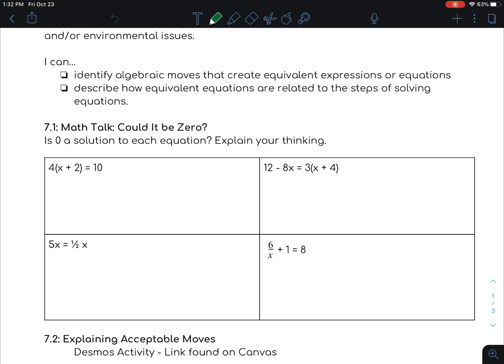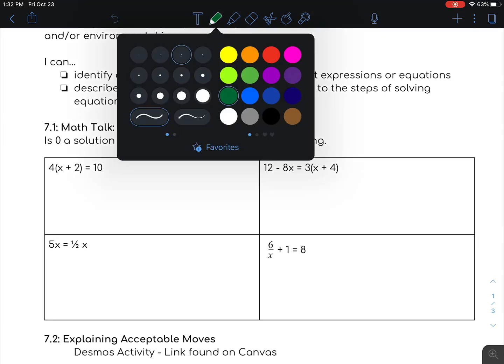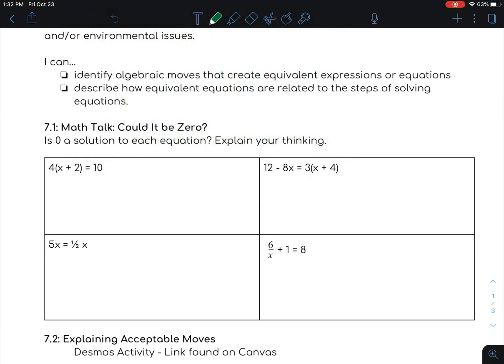So first off, let's take a look at solutions here. And 7.1 asks, is 0 a solution to each equation? Explain your thinking. All right, so if we're going to explain if 0 is a solution, then we're going to need to put it in for the value of x, and if it makes the statement true, then it is a solution. If it doesn't make the statement true, then it's not a solution. So let's take a look at the first one.